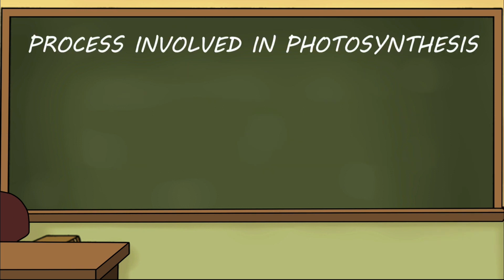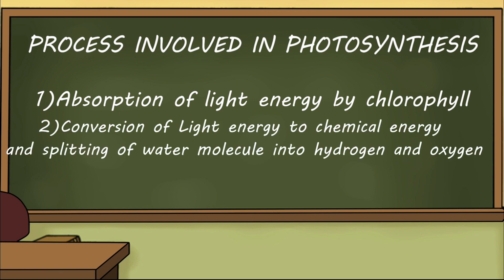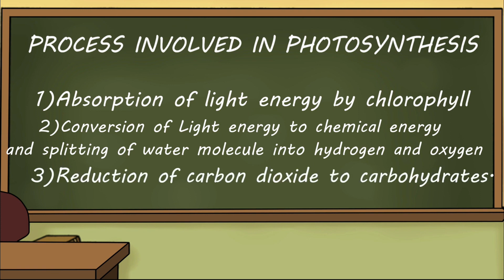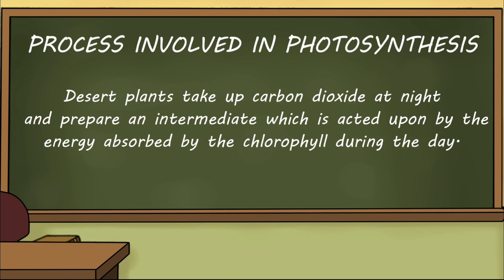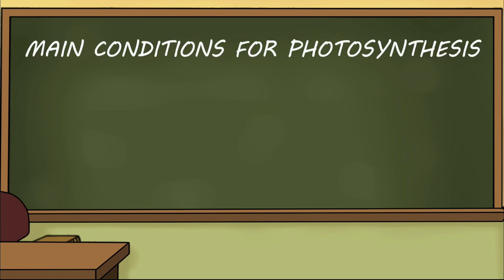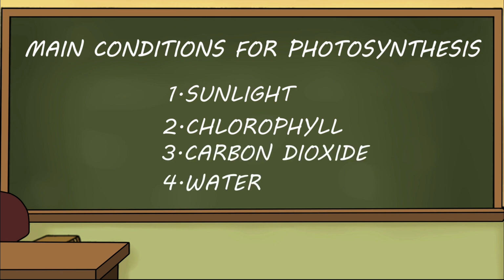Process involved in photosynthesis: absorption of light energy by chlorophyll, conversion of light energy to chemical energy, splitting of water molecule into hydrogen and oxygen, and reduction of carbon dioxide to carbohydrates. These steps need not take place one after another immediately. Desert plants take up carbon dioxide at night and prepare an intermediate which is acted upon by the energy absorbed by the chlorophyll during the day. The main conditions necessary for the process of photosynthesis are sunlight, chlorophyll, carbon dioxide, and water.